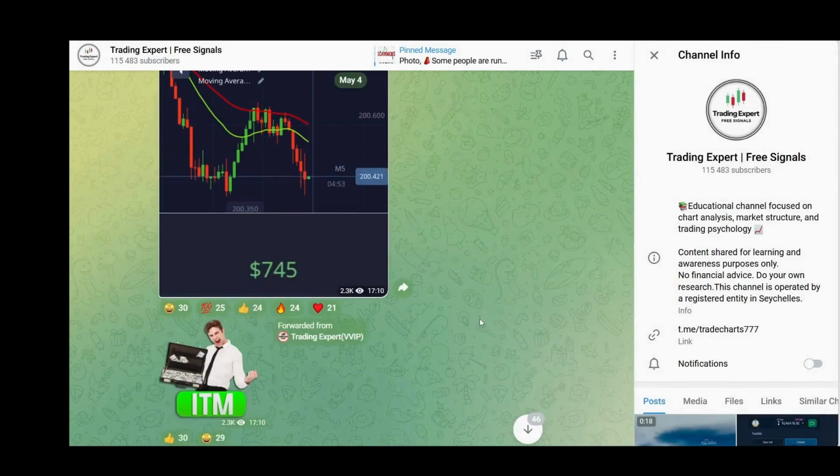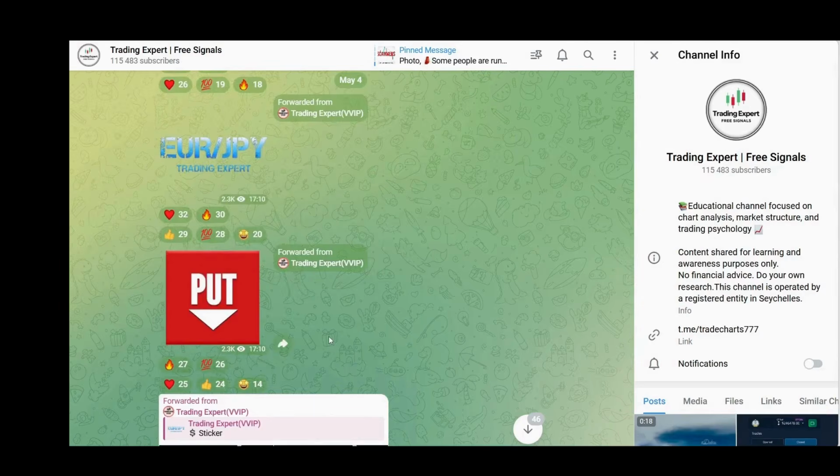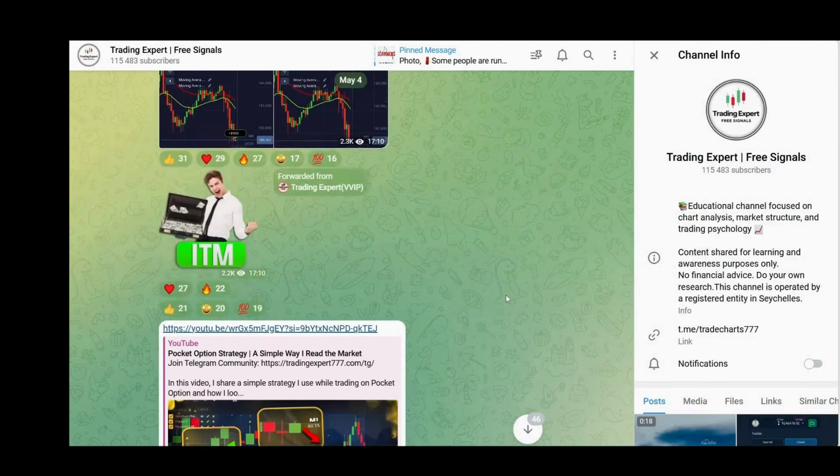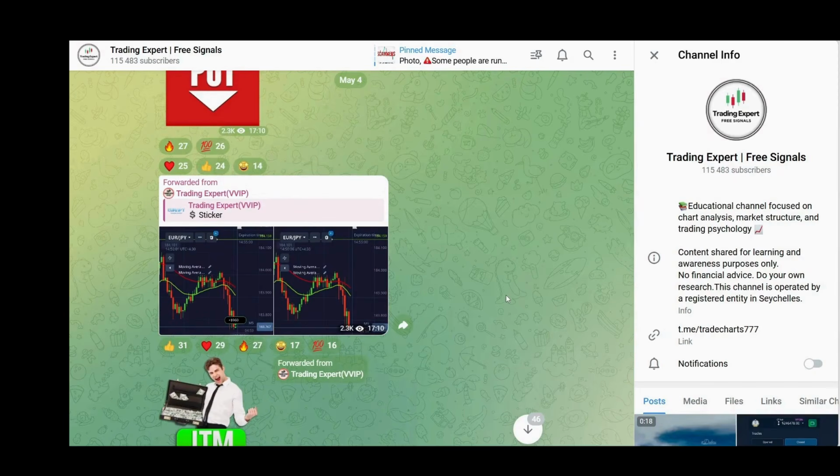Now moving on to the next trade, which we provided on EURJPY for a downside move. Here's the logic. There was a resistance level, and you can notice that the previous green candle left a wick. That's why we provided a signal for the downside move, and this was also a clean win, so we won 3 non-martingale trades successfully.